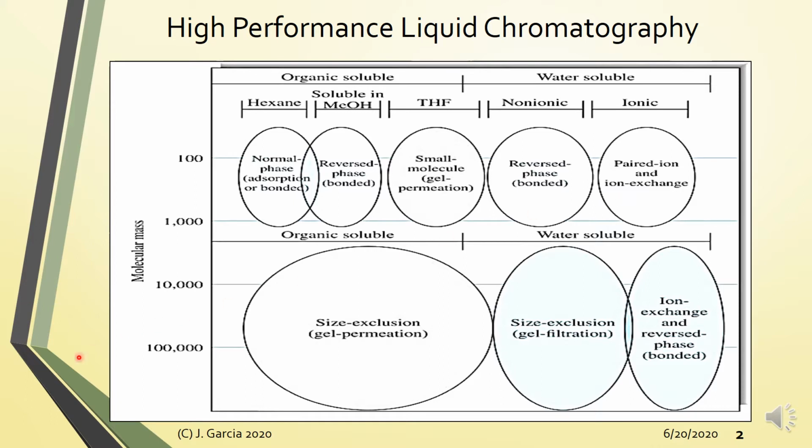Now for larger molecules, you have what is called size exclusion chromatography. There are two kinds. If your analyte is an organic soluble polymer, for example, then you call this technique gel permeation. But if you are analyzing water soluble macromolecules, such as biomolecules, proteins, enzymes, then the particular size exclusion technique is called gel filtration chromatography.